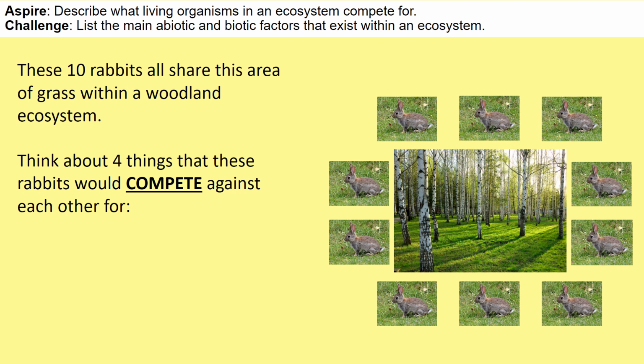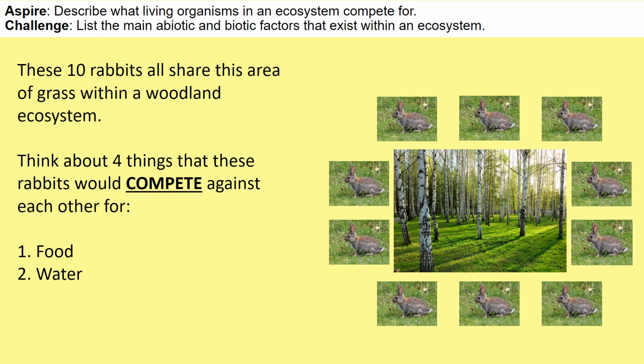So the first thing that any animals would compete for, I imagine you probably got this top of your list, is food. Any animals compete for food. In this area of woodland, it looks like there's plenty of grass. If there was only 10 rabbits, I don't think they would have to compete that hard for the grassland. But if it was winter and that grass was mostly covered in snow or frozen, or if there was 1,000 rabbits instead of 10, they would definitely need to compete a little bit harder for food.